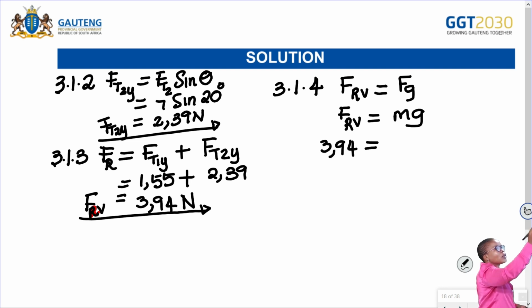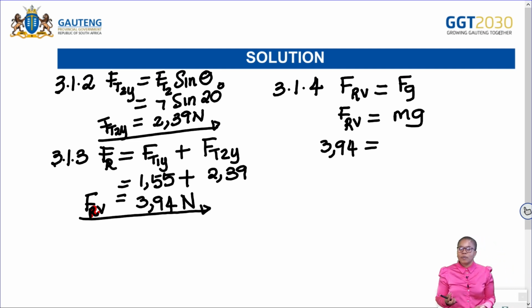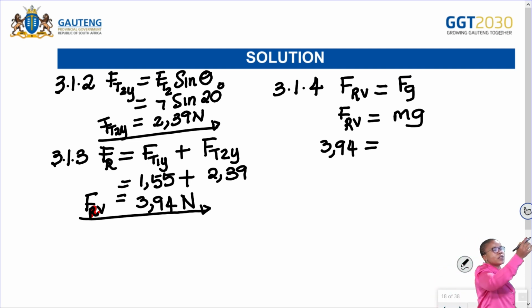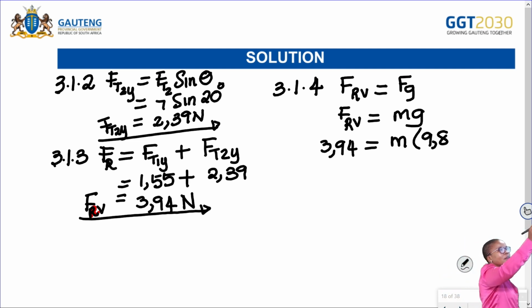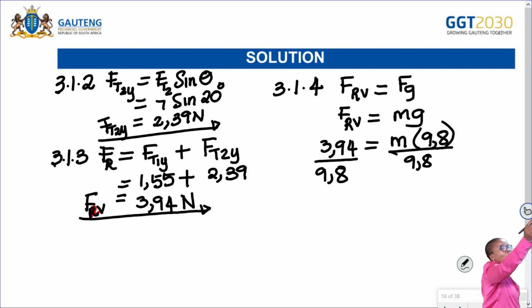3,94, which is equal to, what is the mass of the iron ball? We have no idea, okay, because this is what we're trying to find out. We're trying to find the mass m of this iron ball. So it is m, but we do know the constant gravitational acceleration is 9,8. Therefore, we divide by 9,8 on both sides, and voila, we have our mass.